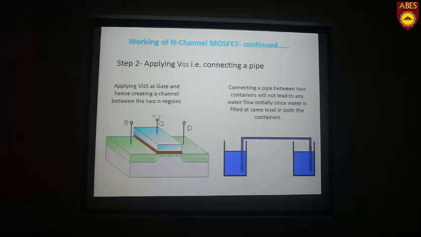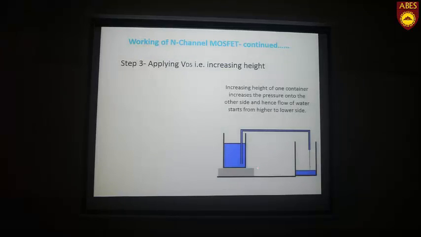But as we know, here no water is flowing from one container to another, because there is no difference. Here we see that source and drain are at the same potential. We have applied potential at the gate, and hence we have created this channel. That means we have connected the two containers, but still current is not flowing from source to drain terminal. What we did in the container was to increase the height of the container. That's why the flow starts from one to another.